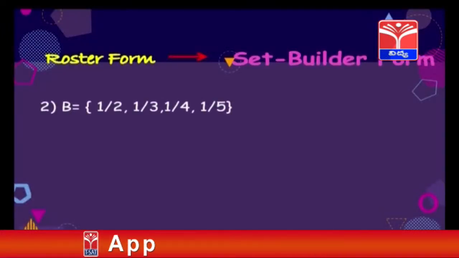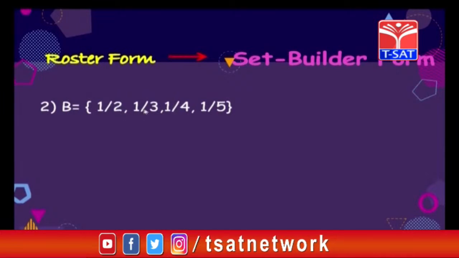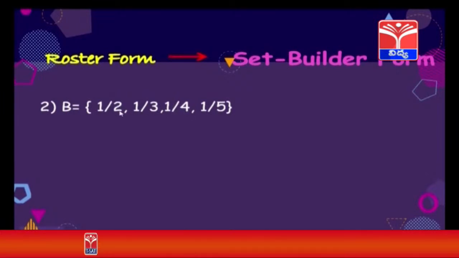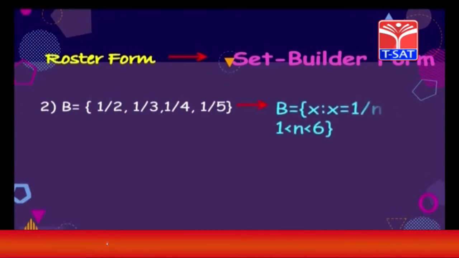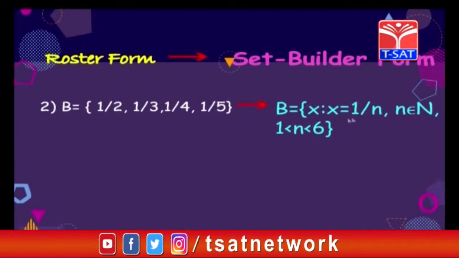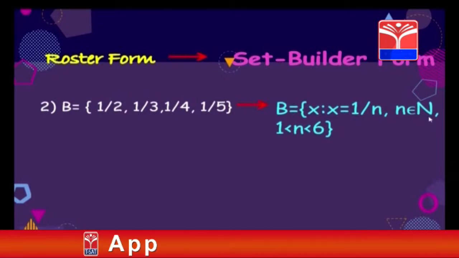Now, let us see how we can convert from roster form to set builder form, taking another example. If I have a set B with the elements 1 by 2, 1 by 3, 1 by 4 and 1 by 5, you observe the elements: in all the elements the numerator is the same, which is 1, only the denominators are different. The denominators are 2, 3, 4 and 5. So, our set builder form of this set would be B, the set of all x such that x is equal to 1 by n, where n belongs to the natural number set and n is greater than 1 but less than 6.